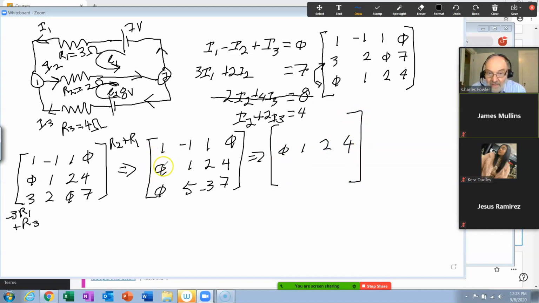All right, so adding the two rows together, 0 plus 1 is 1. 1 minus 1 is 0. 1 and 2 are 3. And 4 and 0 is 4.